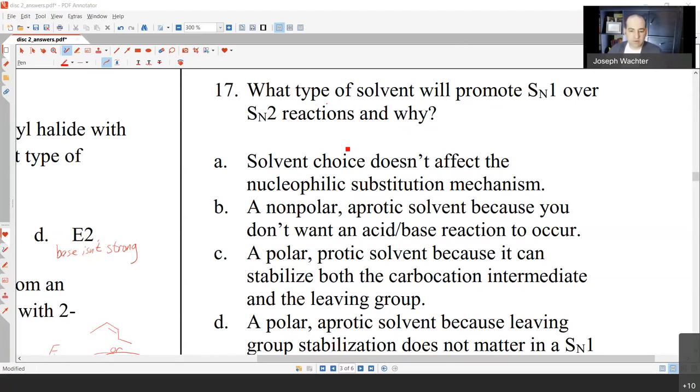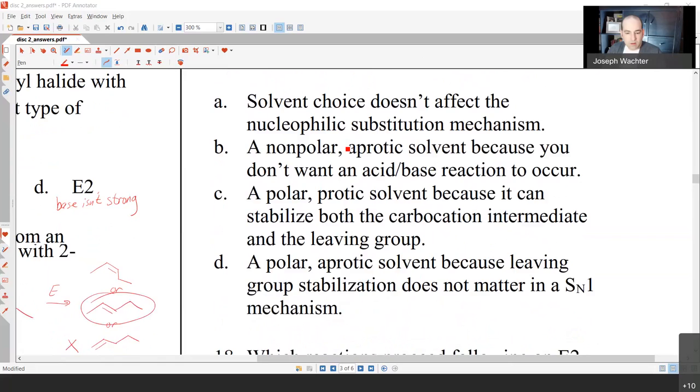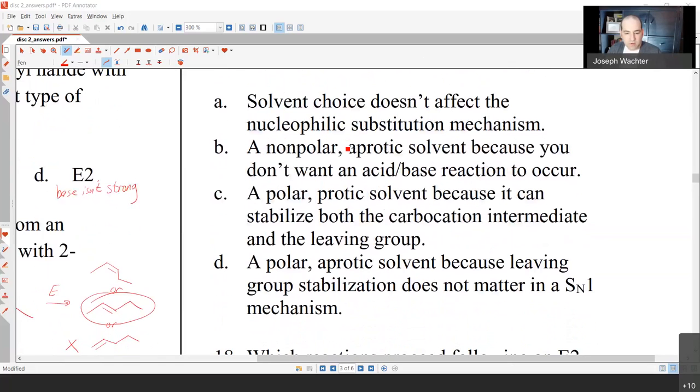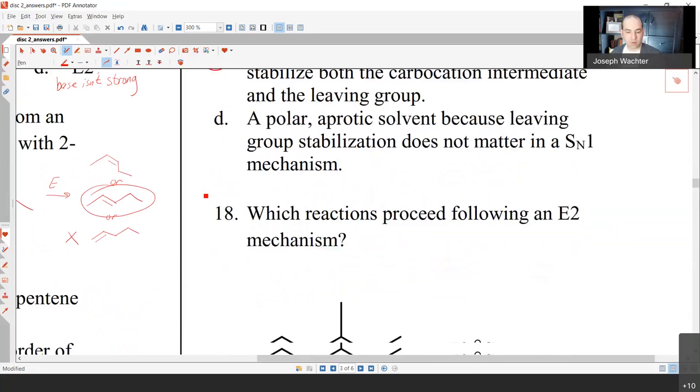What type of solvent will promote SN1 over SN2 reactions and why? So we're looking for SN1 over SN2. That's going to be a polar protic solvent because it can stabilize both the carbocation intermediate and the leaving group. An aprotic solvent, as we talked about, can't stabilize the leaving group very well, so then it tends not to dissociate. Okay.